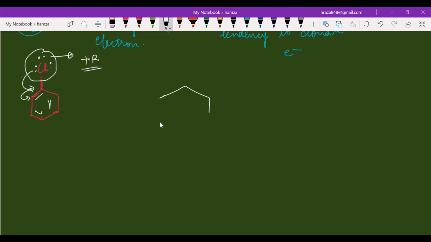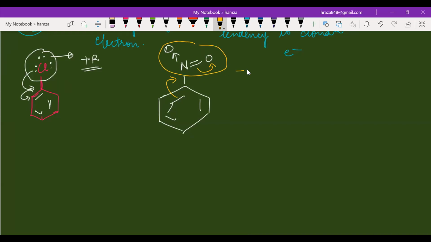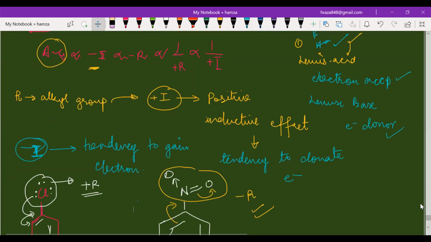And if you do the resonance of nitrobenzene, you will see that nitrobenzene takes electron from benzene. That means this NO2 is withdrawing electron. Are you getting my point, Nafisa and everyone? Yes, sir. So if I ask which one is more acidic according to this, the nitrobenzene group will be more acidic. Are you getting my point? So is that clear, plus I and plus R?